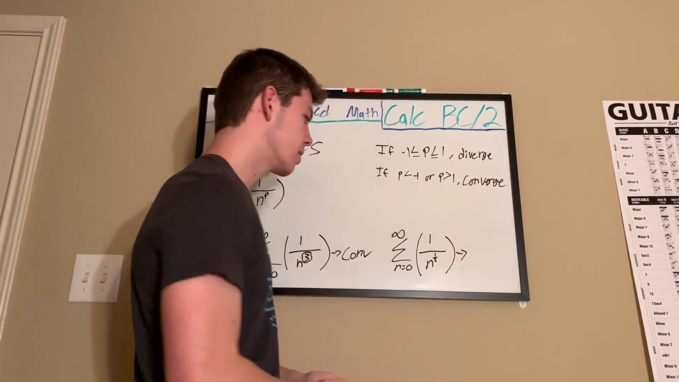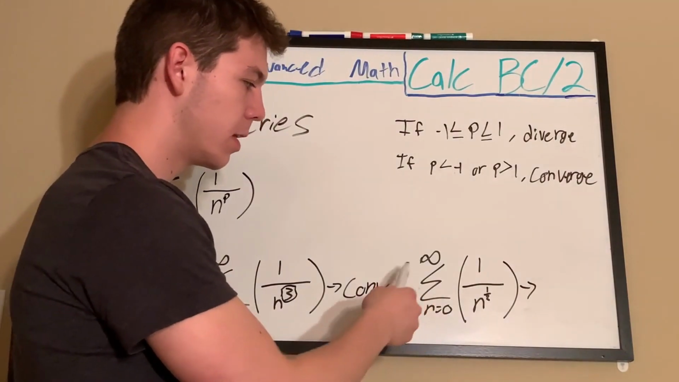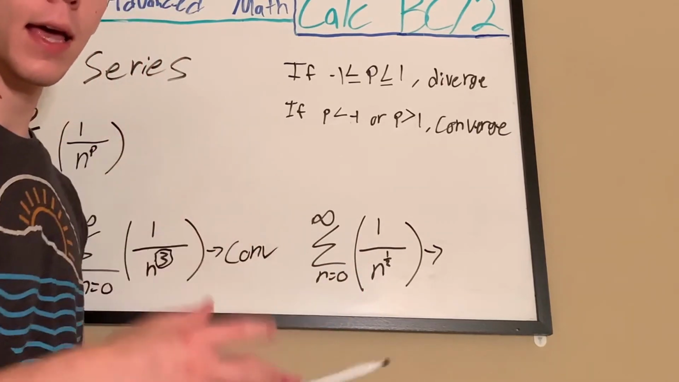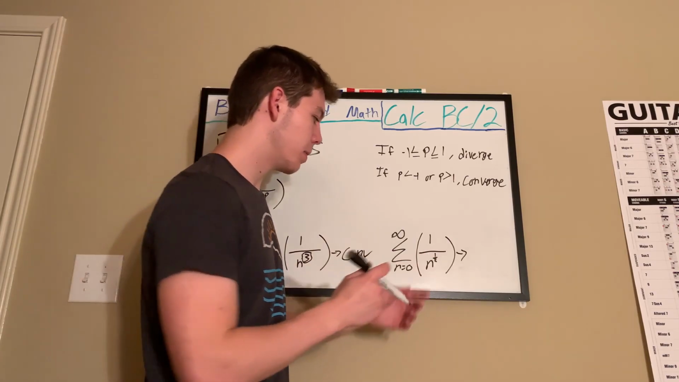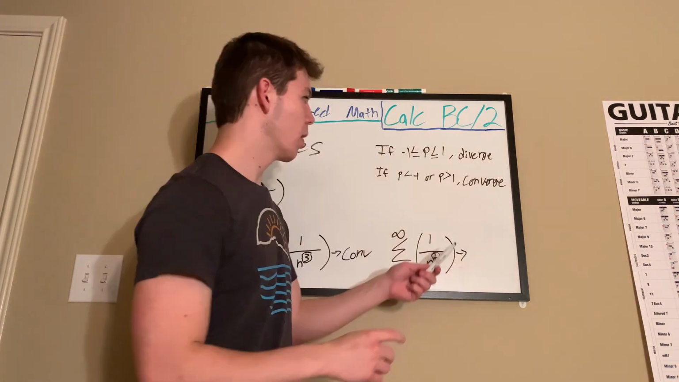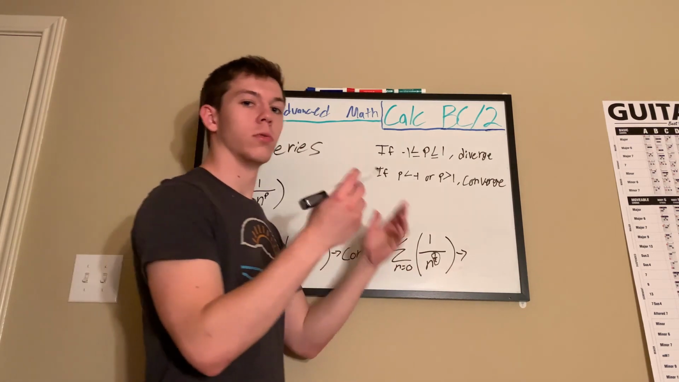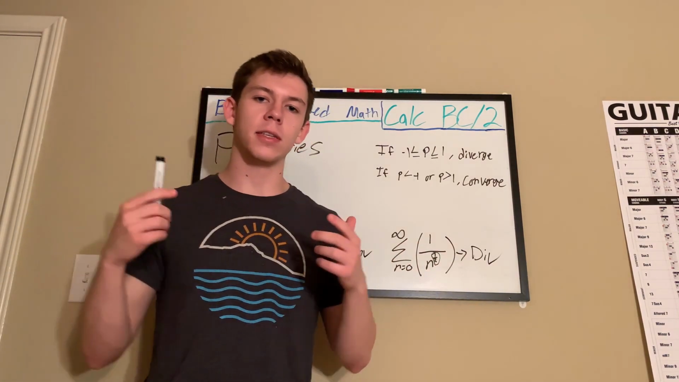Now, on to the next example. We have the sum from n to infinity of 1 over n to the 1/2, or 1 over the square root of n. This one, when we plug in P, which is 1/2, 1/2 is in between 1 and -1, so this series is going to diverge. It's as simple as that, very easy to understand.